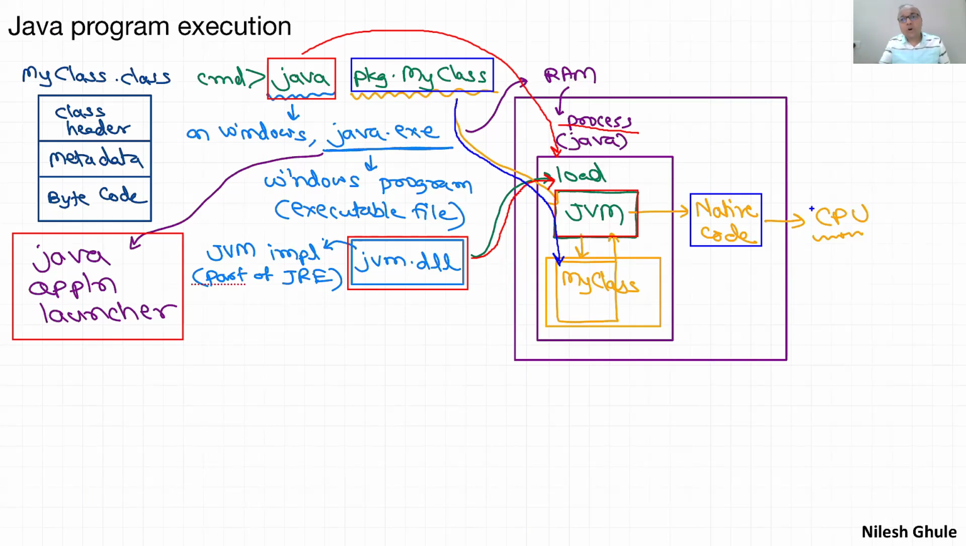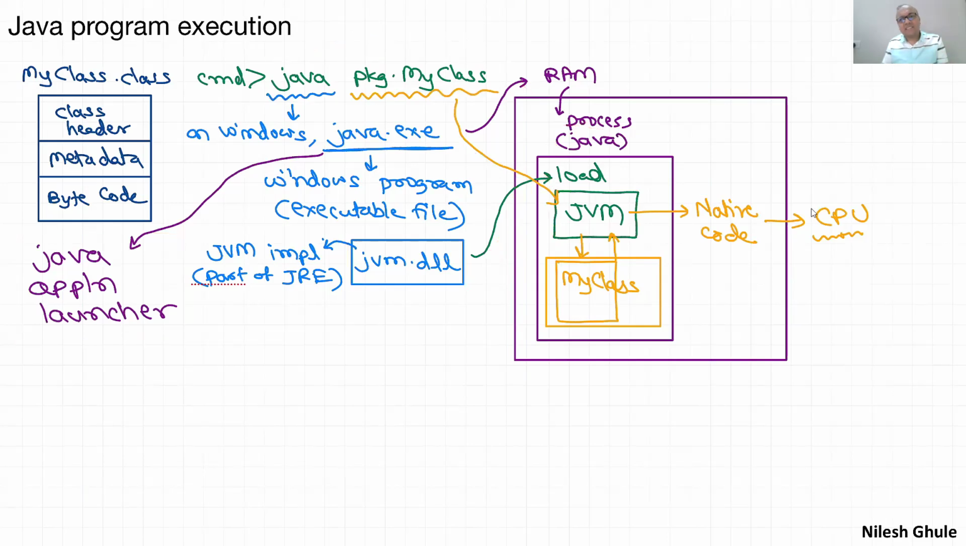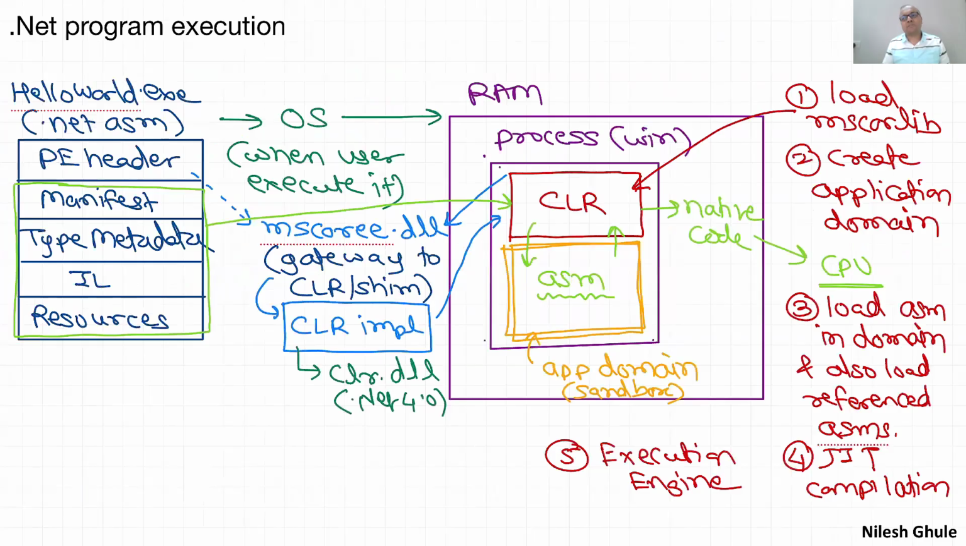Now you are ready to talk about exactly how .NET program execution works. How exactly does the .NET application run? I'm talking about the simple Hello World program. The simple Hello World program is helloworld.exe, which is nothing but a .NET assembly. And what it contains, as I was saying just now, is the PE header, manifest, type metadata, IL, resources, and so on and so forth. And it is kept on the hard disk.